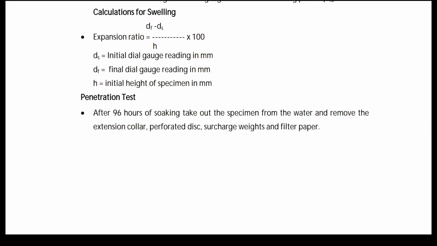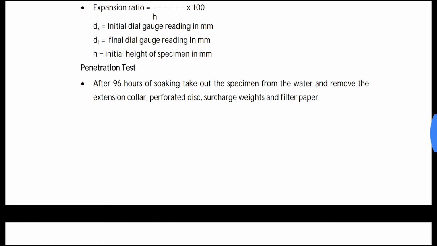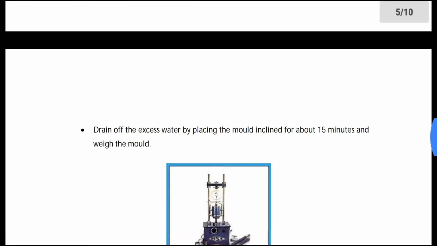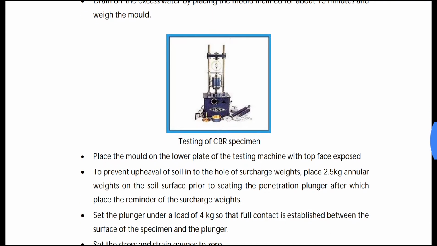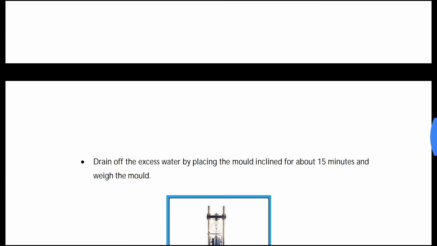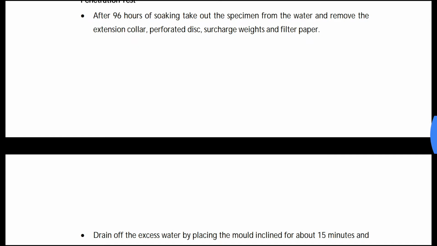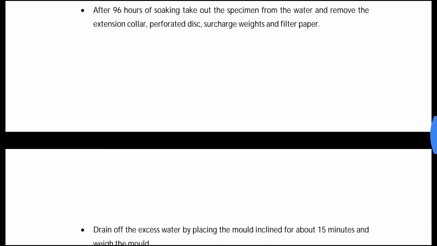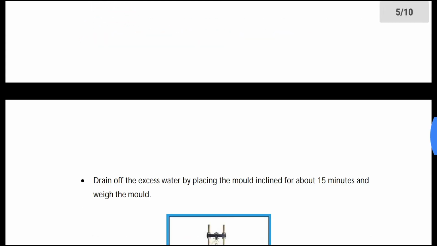So, expansion ratio = (dF − dS) / h × 100, where dS is the initial gauge reading in mm, dF is the final gauge reading, and h is the initial height of the specimen. So, here is the picture of the testing of the CBR, the penetration test. After 96 hours of soaking, take out the specimen from the water and remove the extension collar, perforated disc, surcharge weights, and filter paper.